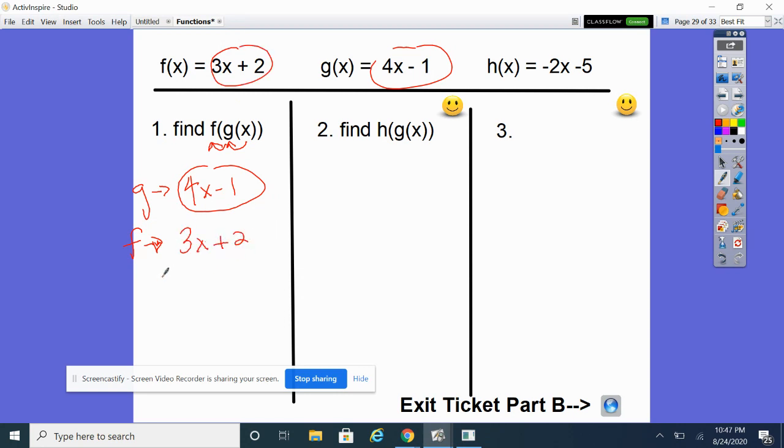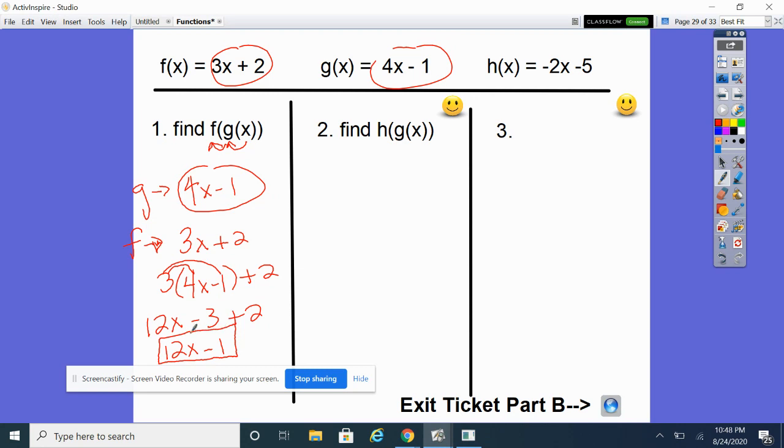We're actually going to plug stuff in, so we're going to call it 3 parentheses, lots of space, plus 2. What are we plugging in? The previous answer, 4x minus 1. 3 times 4, that's 12x. 3 times negative 1, that's negative 3. Plus 2 at the end, 12x, only one of its kind. Negative 3 and positive 2, that's negative 1.